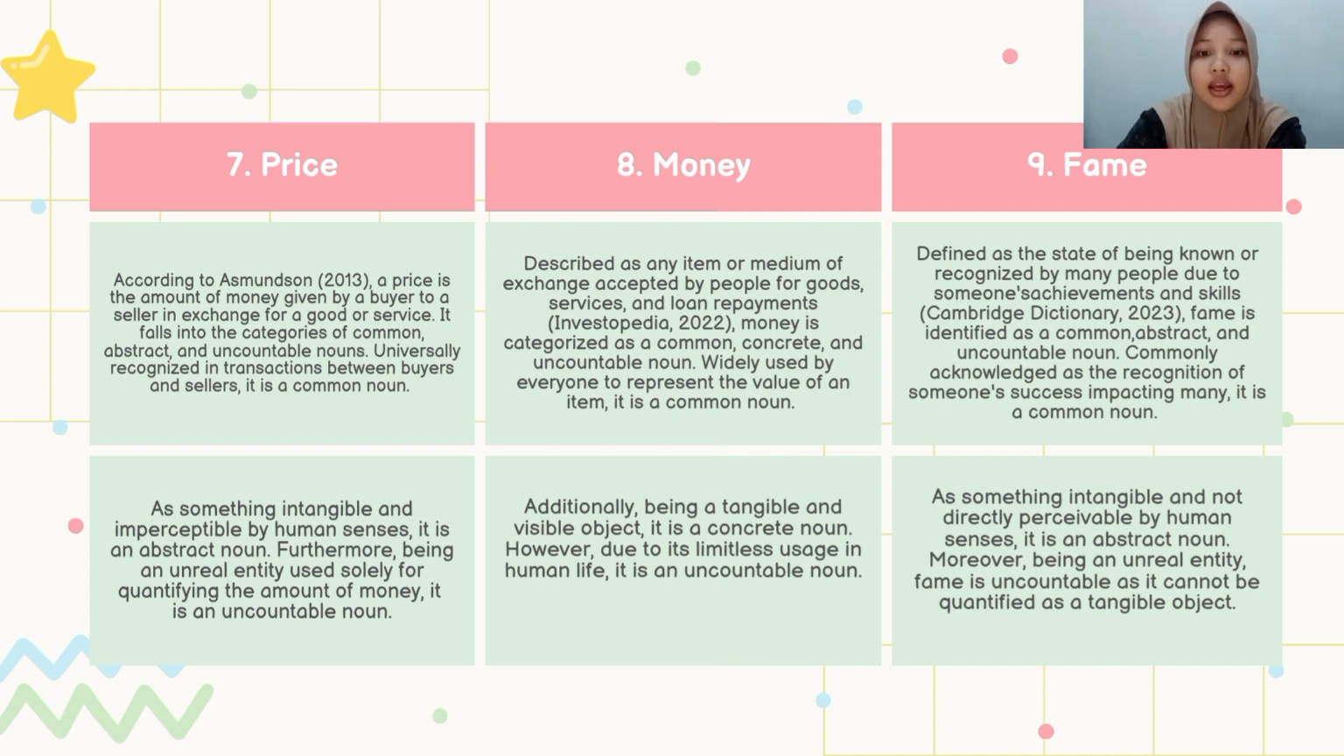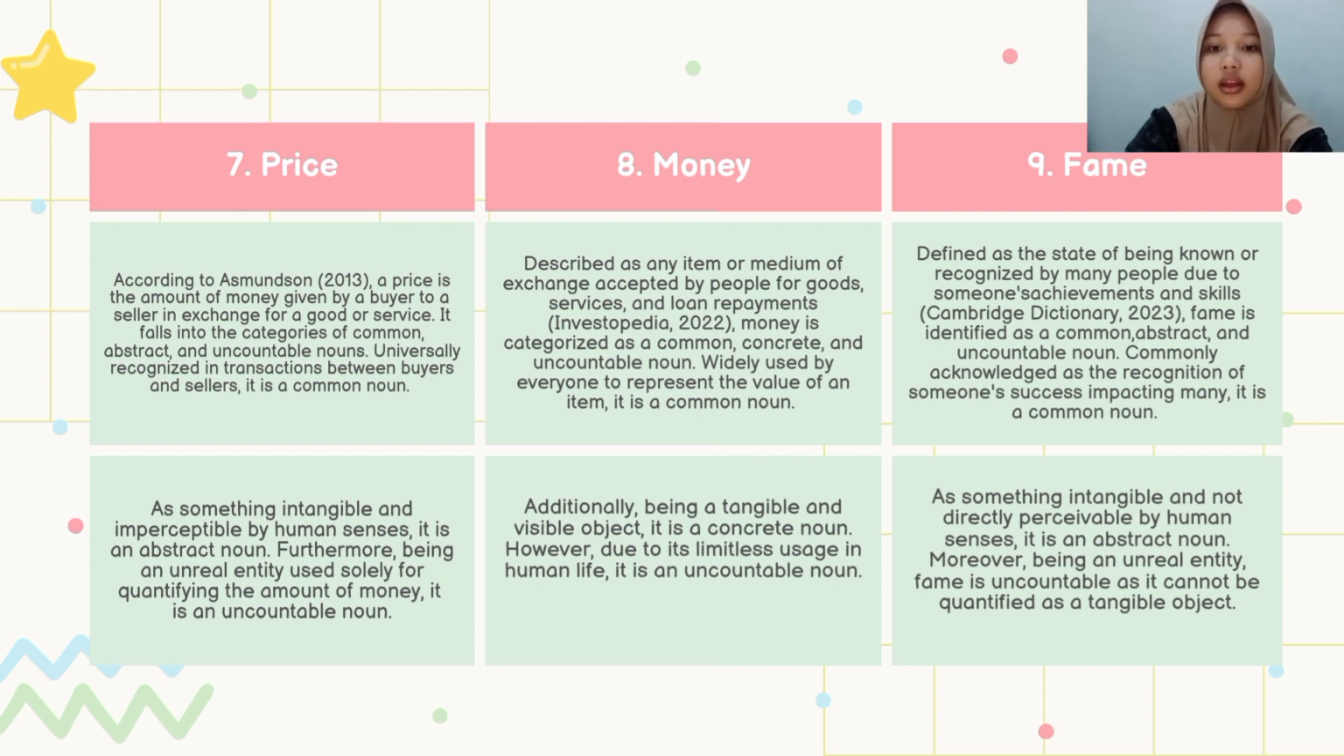Eight is money. Described as any item or medium of exchange accepted by people for goods, services, and loan repayments. Money is categorized as a common, concrete, and uncountable noun, widely used by everyone to represent the value of an item. It is a common noun. Additionally, being a tangible and visible object, it is a concrete noun. However, due to its limitless usage in human life, it is an uncountable noun.